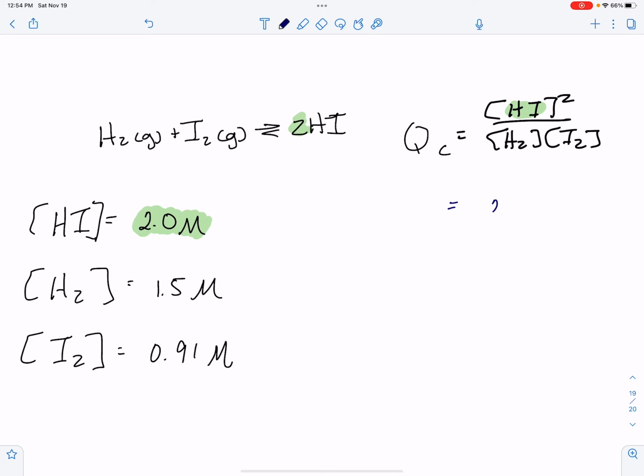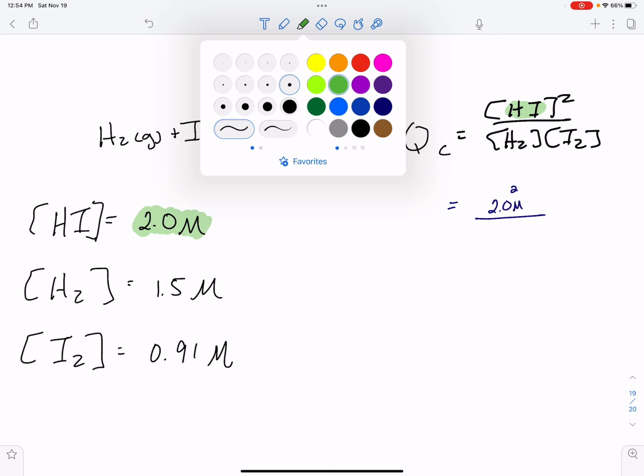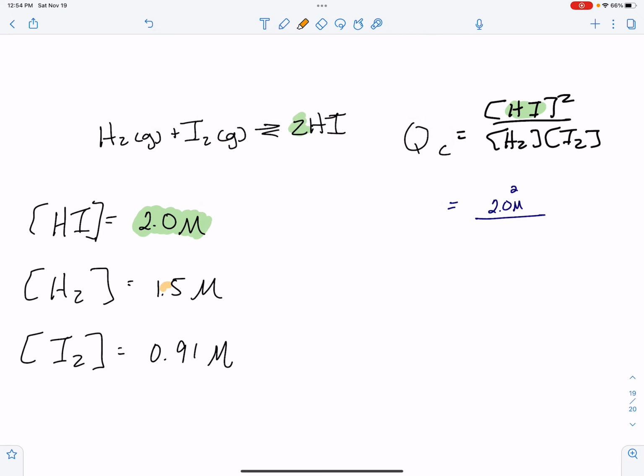So I'm just going to plug in that number, 2.0, and it's going to be squared. And then for the bottom numbers, these 2 don't have exponents on the bottom, so in all honesty, it won't matter exactly where I put them, but you should still be vigilant because you never know, you may end up in a situation where some of those do have numbers. So that's 1.5 times, and then the remaining one, the 0.91.